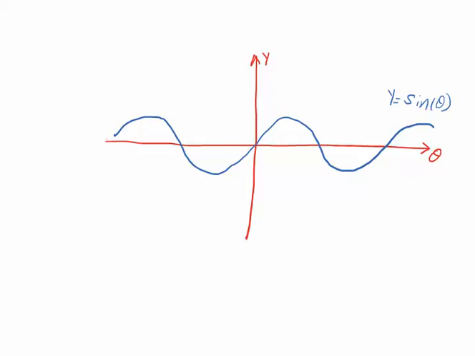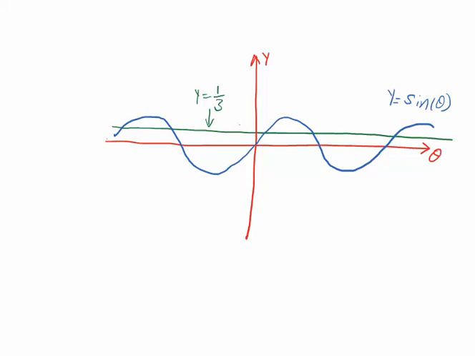Here's a really rough graph of the function sine of theta. Notice we have a theta axis and a y-axis here. So when I want to solve an equation like sine of theta equals 1/3, what I'm really doing is finding all of the theta values where the graph of sine of theta intersects the line that's at a height of 1/3.